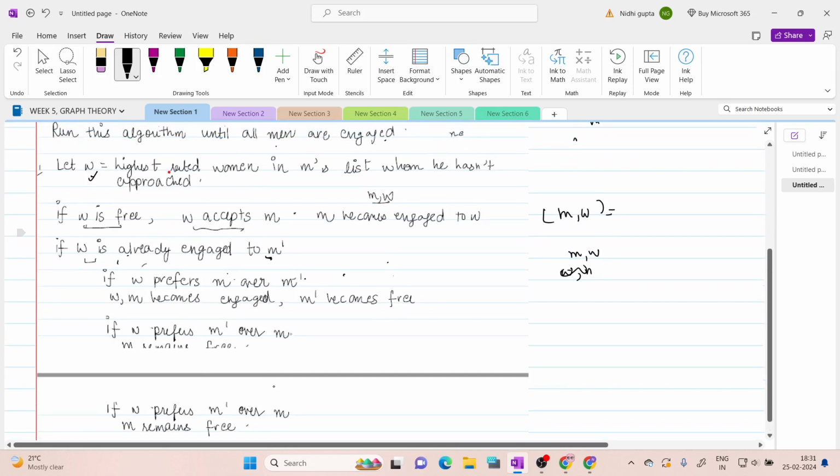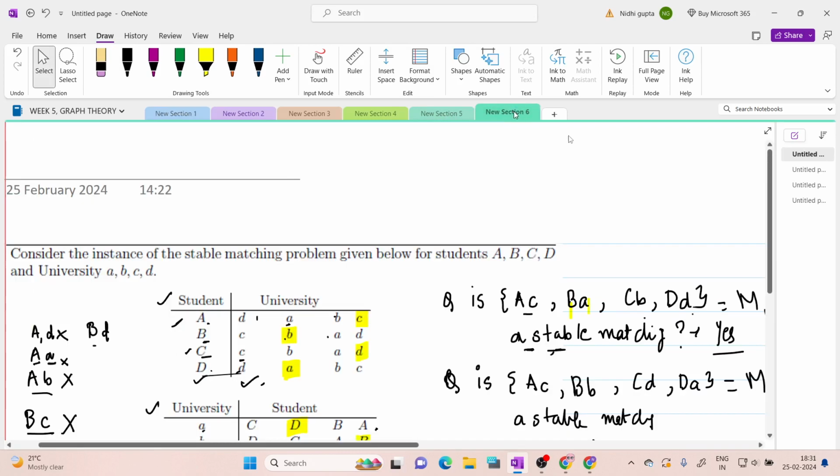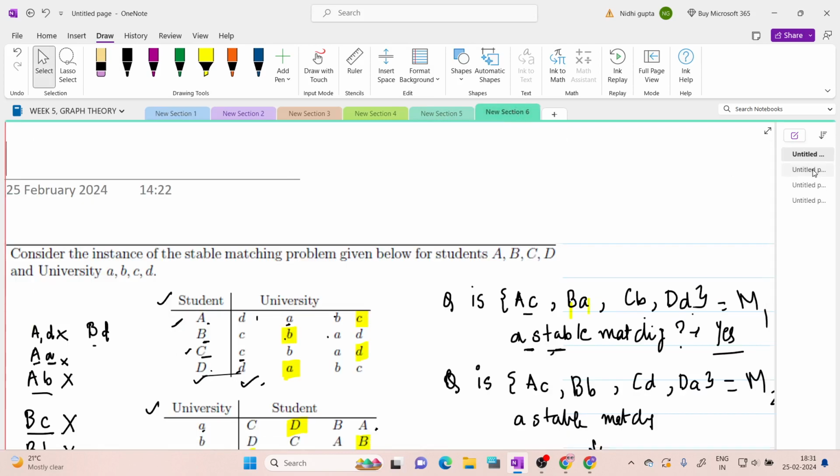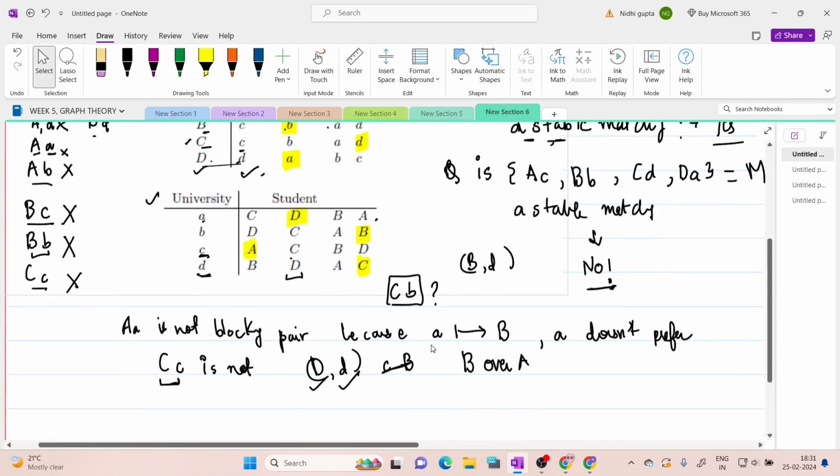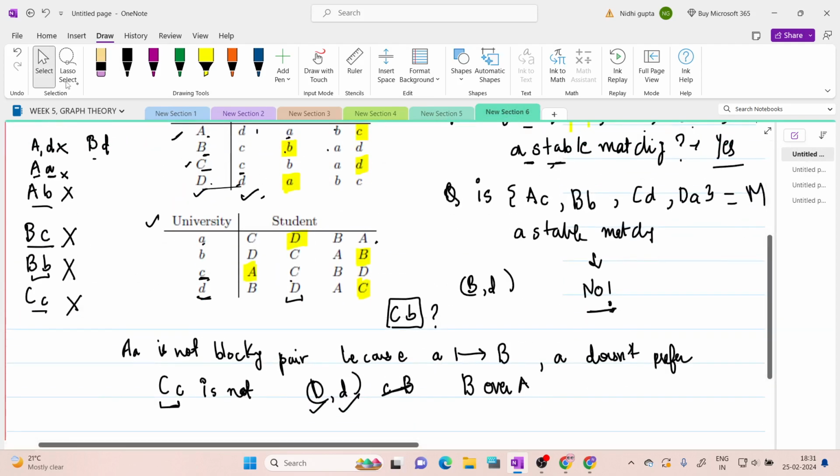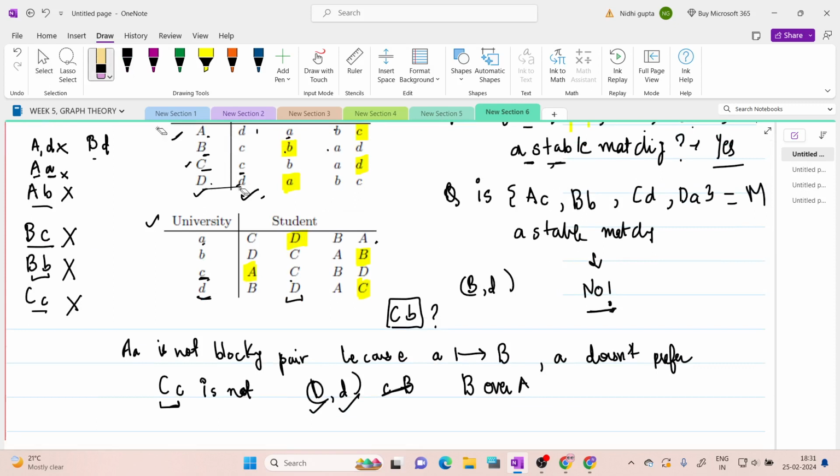So this is the algorithm. We'll try to solve it with an example. Suppose in this only, if we had this, okay, we'll come back. Wait.